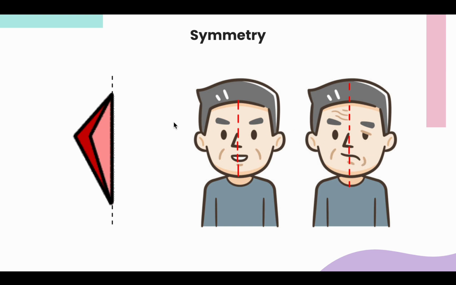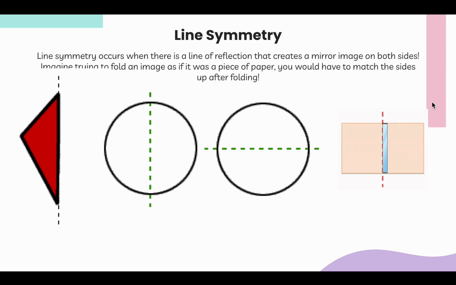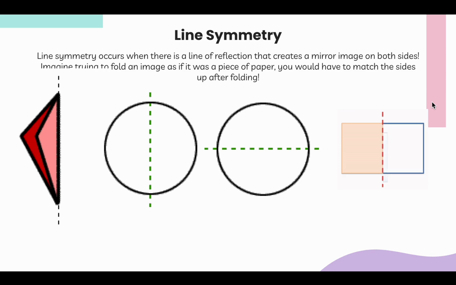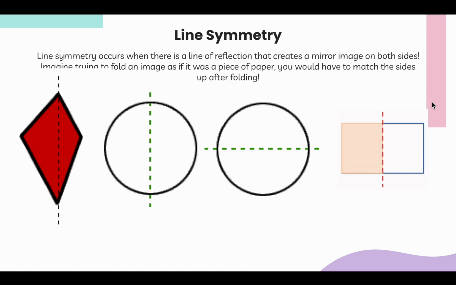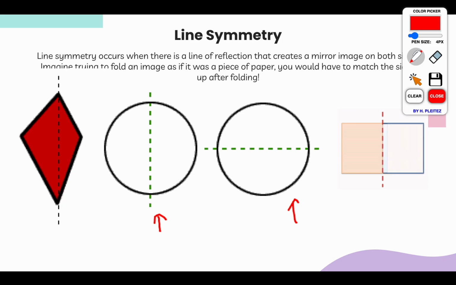So we also have symmetry in shape. There are different types of symmetry, and the first type of symmetry that we're going to talk about is line symmetry. Line symmetry occurs when there is a line of reflection that creates a mirror image on both sides. To visualize this, we can imagine trying to fold an image as if it was on a piece of paper. If we physically took these shapes here and folded them over, like what is happening in the GIFs, when we fold them over, the sides should land directly on one another when you fold them over that line. And if they do fold directly onto one another, then we know that that is a line of reflection.